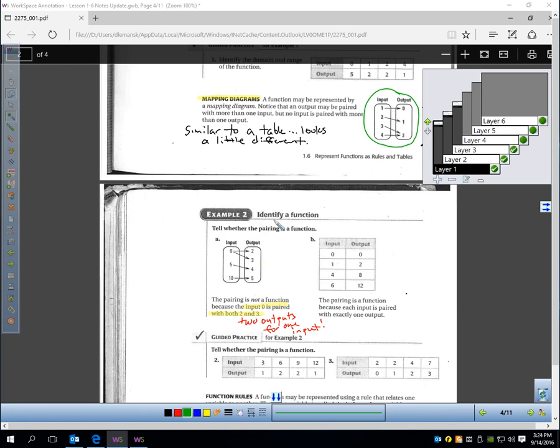Let's go down here and identify if these are functions. Tell whether the pairing is a function. Example A is not a function, and here's why. I'll circle it in red. Do you notice how the input 0 is giving me 2 separate outputs? A function can only have one output for each input. That's not a function. B, I'll put a little check mark by it, is a function because each input is only producing one specific output.